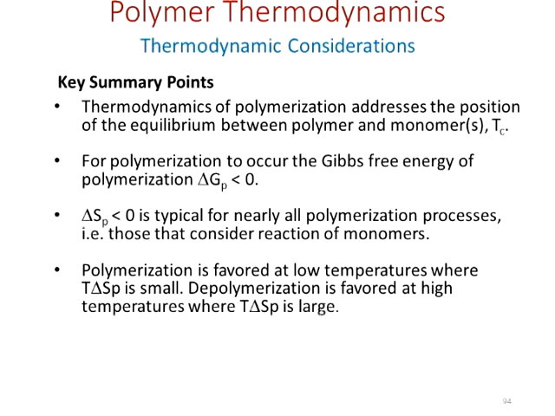In other words, when you consider the reaction for the monomer, it really wants to happen. The other thing that we can summarize is that polymerization is favored at low temperature, where T delta S is small. Depolymerization is favored at high temperature, where T delta S is large. So these are the other factors that we can summarize about the thermodynamics of polymerization.